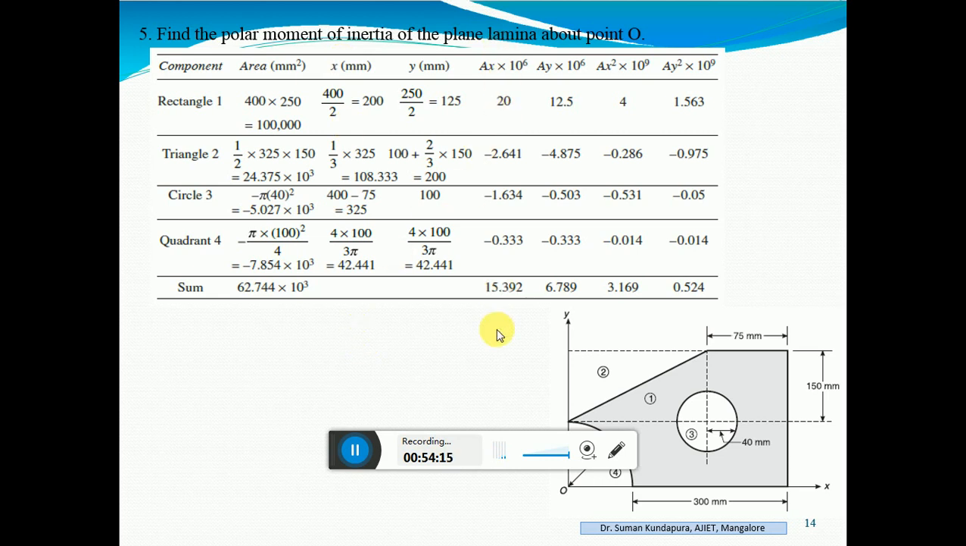You will get Ax. To make the tabular column look simple, they have just put the 10 raised to 6 here. It exists everywhere throughout. Then you can just add that, into 10 raised to 6, at the summation value. First calculate the area column into x, you will get Ax. Area column into y, you will get Ay. Multiply this Ax into x, you will get Ax square. Multiply Ay into y, you will get Ay square. Summation of each of the figures.